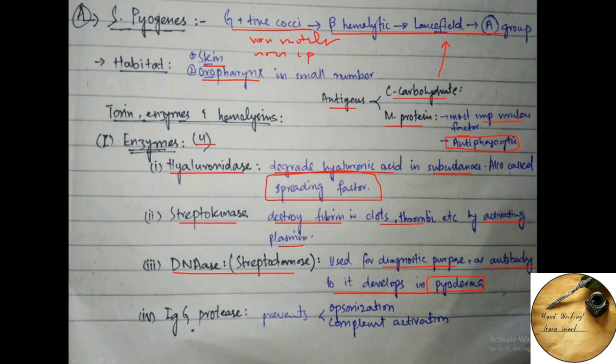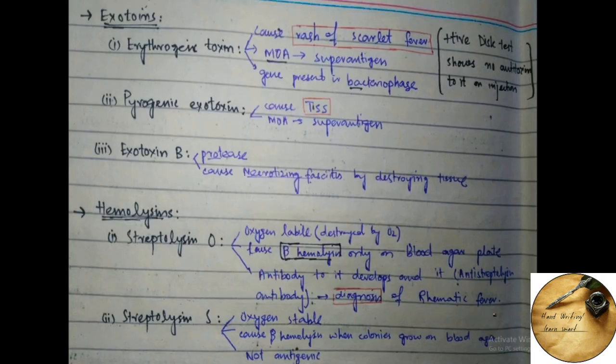The fourth one is IgG protease, which degrades IgG and helps prevent opsonization and complement fixation, and thus is antiphagocytic. Now going towards the toxins, the exotoxins produced by Streptococcus pyogenes. They produce three kinds of exotoxins: erythrogenic, pyrogenic, and exotoxin B.